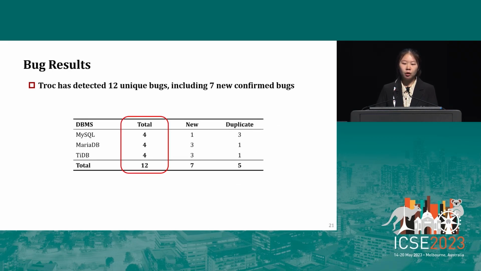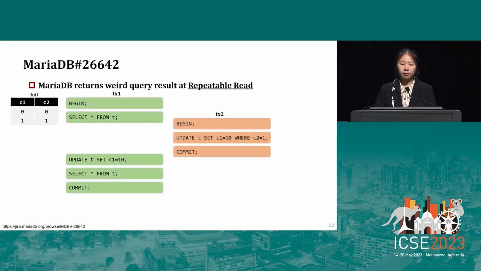In total, TROC has detected 12 unique bugs, among which 7 bugs have been verified as previously unknown bugs. Among the new confirmed bugs, 1 bug is fixed by DBMS developers. Here we show a simplified test case that triggers a new isolation bug in MariaDB at repeatable read, which is detected by our tool TROC.